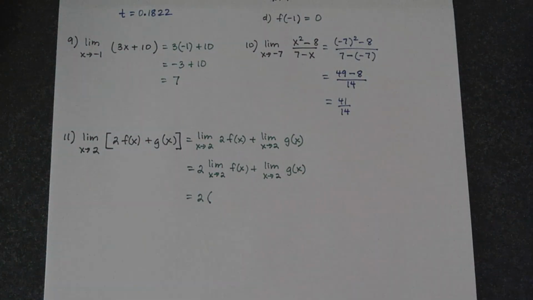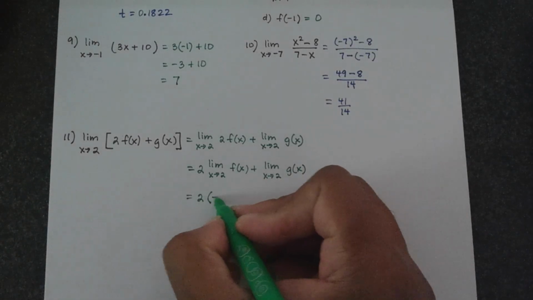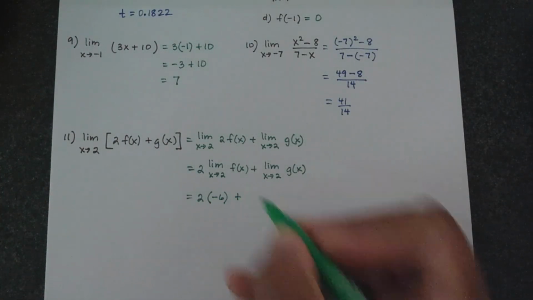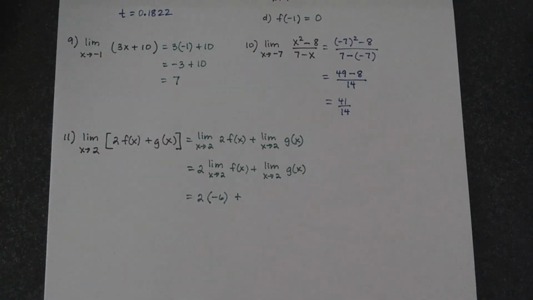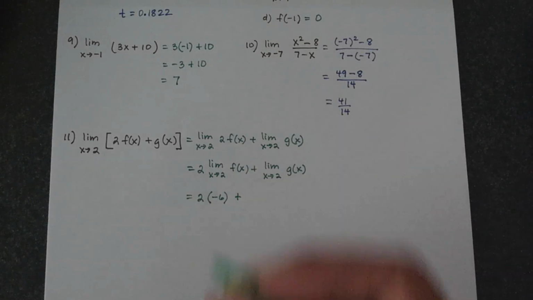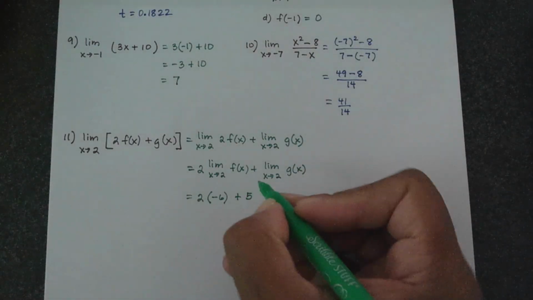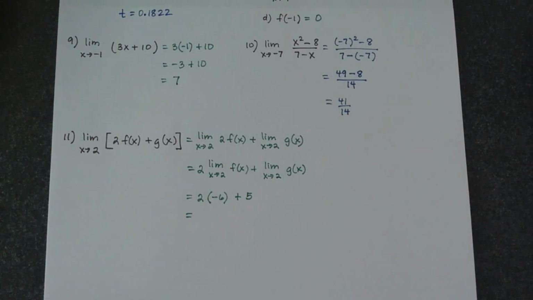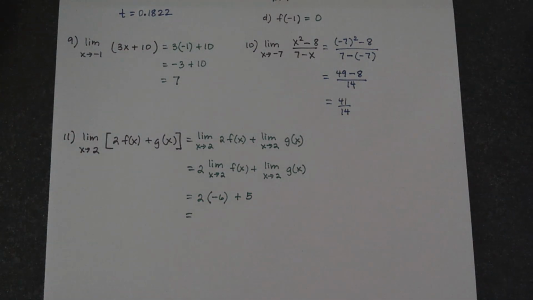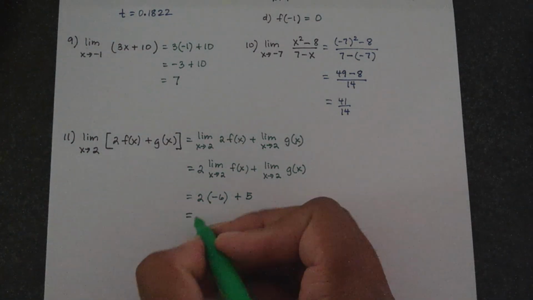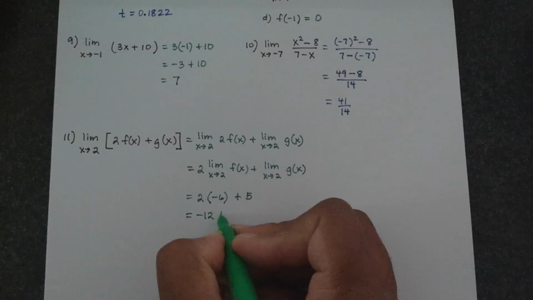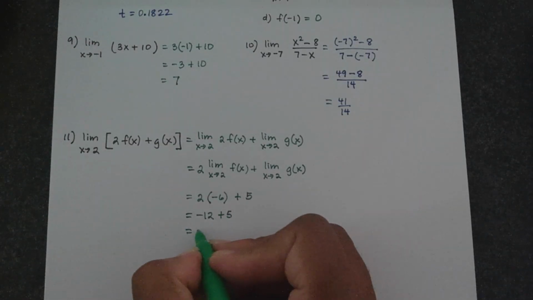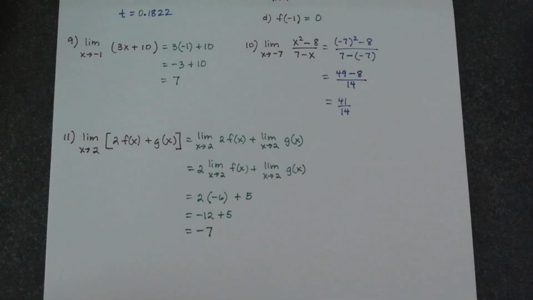So here we got 2 times, well, we're told that the limit as x approaches 2 of f of x is -6. So we got 2 times -6 plus the limit as x approaches 2 of g of x. Well, that's 5. Now let's simplify. 2 times -6 is -12. -12 plus 5 is -7.